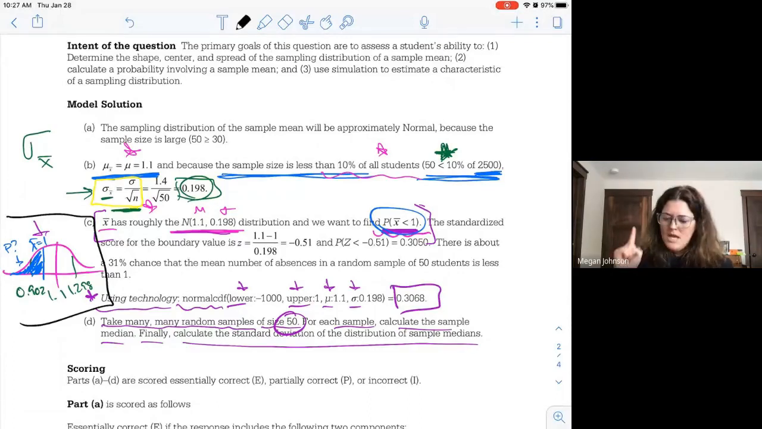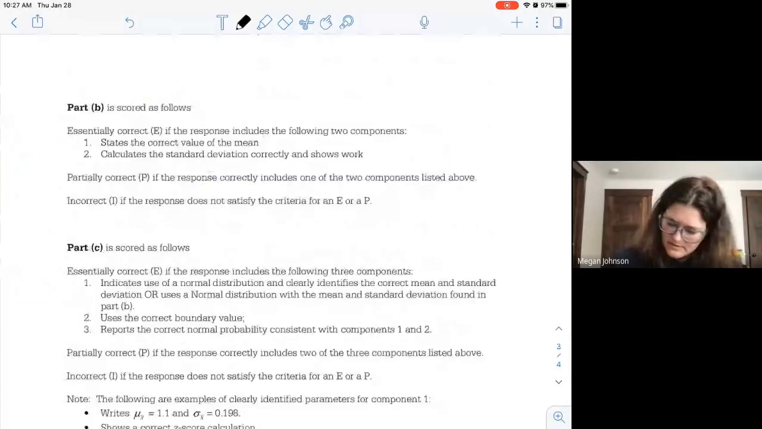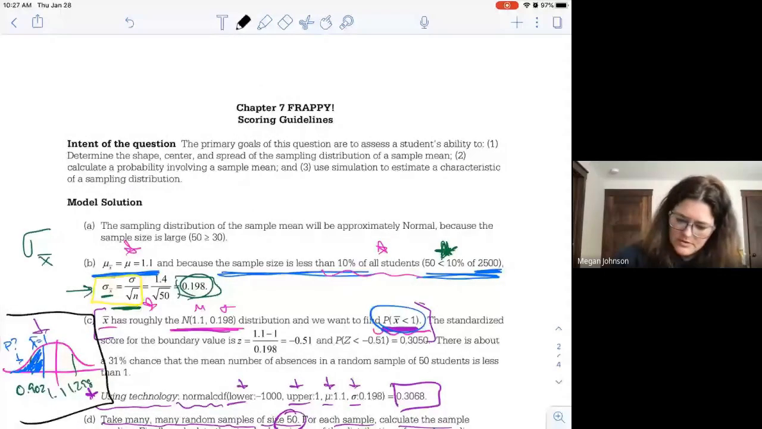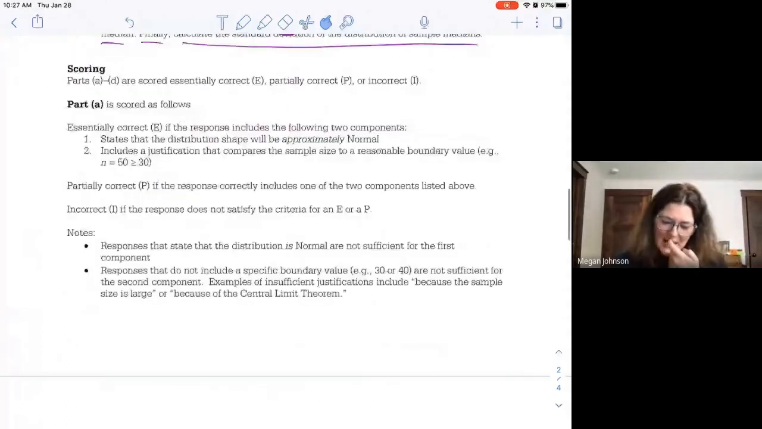Okay. All right. So I'm going to scroll here and let's start scoring. Oh, I went too far. I don't know how to use Notability. Okay. There's part A. So here's where your EPI, essentially correct, partially correct, or incorrect. Those are your 3 options.